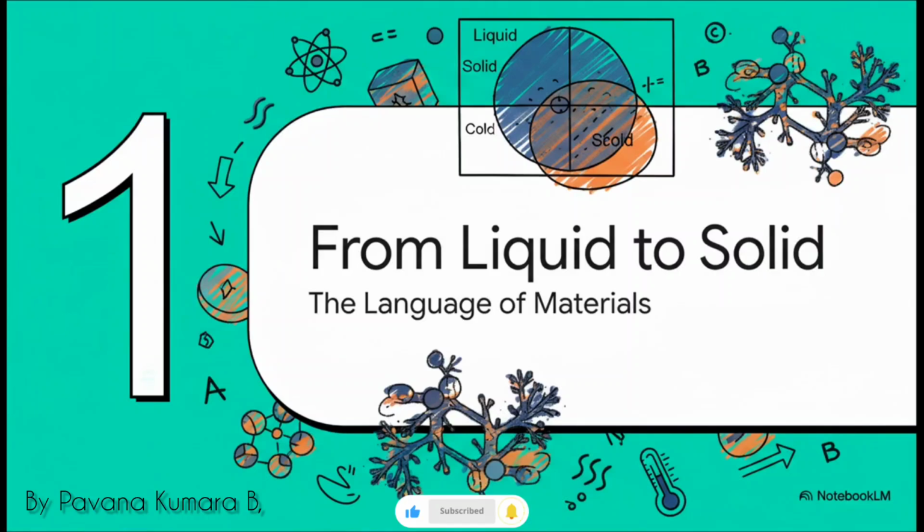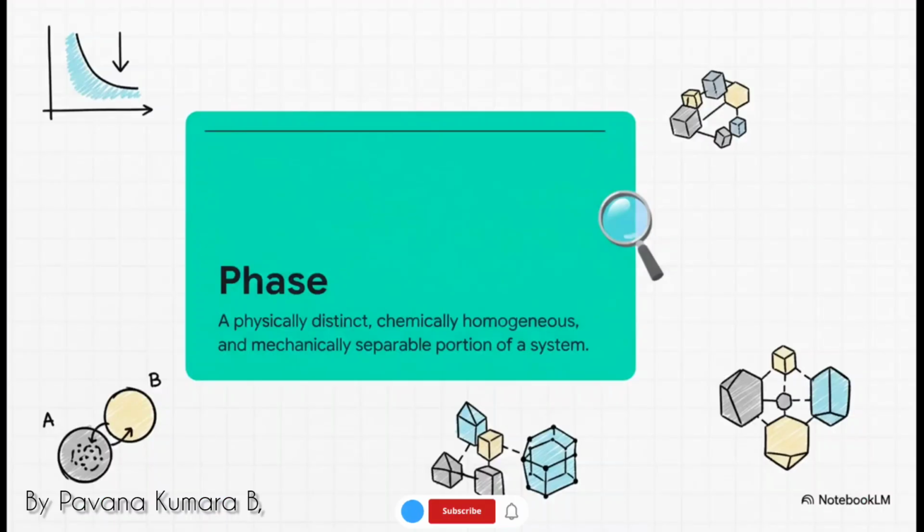To really understand why this happens, we kind of have to learn a new language. The language that materials scientists use to describe these incredible transformations from a liquid into a solid. Okay, first word in our new vocabulary, phase. And it's not as scary as it sounds. A phase is just a distinct state of matter.